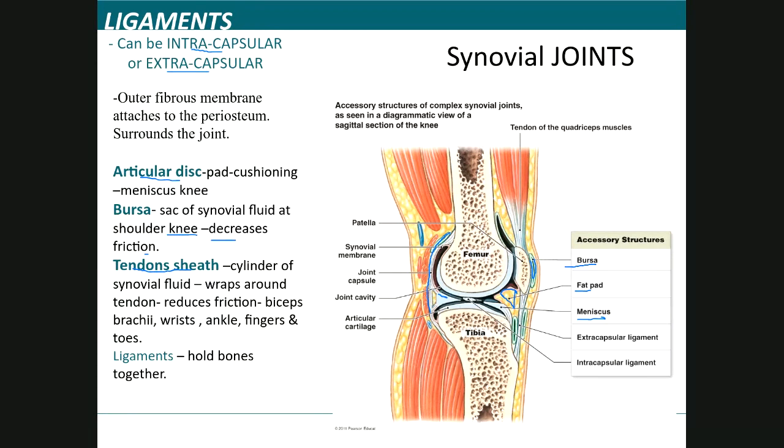There is an intracapsular ligament and extracapsular. So that means there's ligaments outside the capsule, which is true, and there's also ligaments inside the capsule. So for example, in the knee joint, the intracapsular ligaments would be the anterior and posterior cruciates that are inside the capsule, just like there's extracapsular ligaments, which could include the lateral collateral and medial collateral ligaments in the knee.